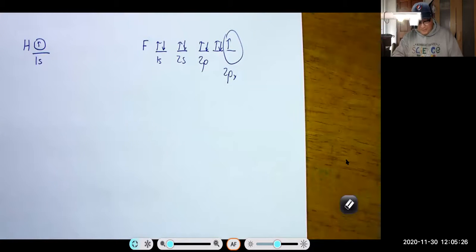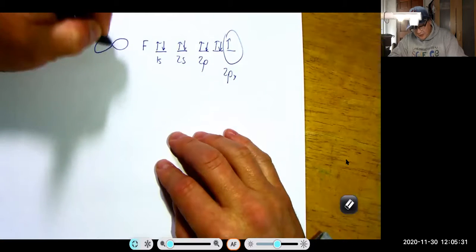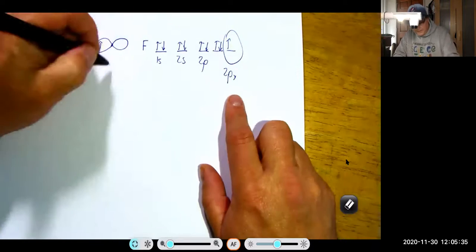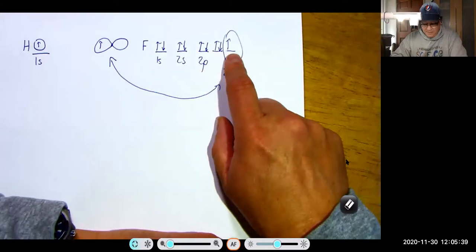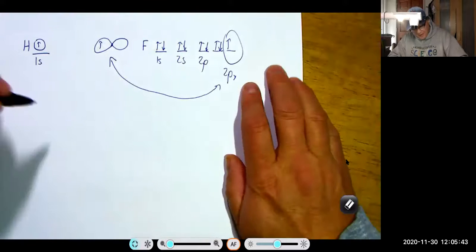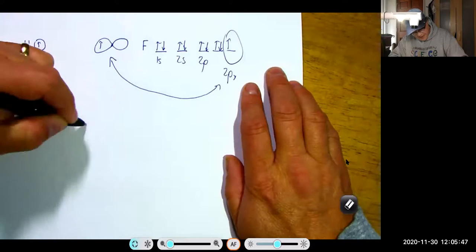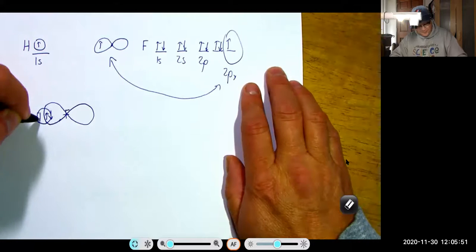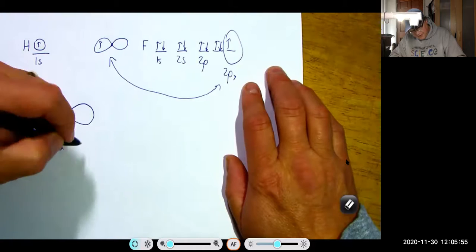So what happens here in this overlap is you've got this 2px with an electron in it. These are the same thing. This is an orbital diagram of it, and this is an actual picture of the orbital. So what can happen here is that you can have this orbital overlap like that, where this is a fluorine and this is a hydrogen, and here's your bond. And it's called a valence bond.